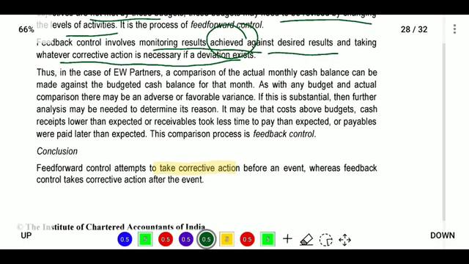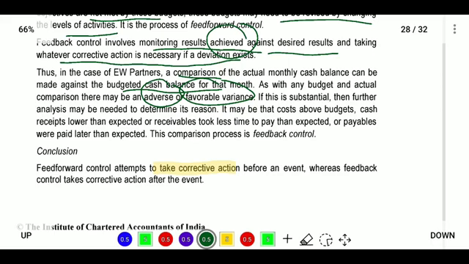Next, in the case of EW Partners, a comparison of the actual monthly balance. What they are doing is comparing the monthly cash balance against the budgeted cash balance for that month. As with any budget and actual comparison, there are adverse or favorable variances, seen against the budget after the actual has happened. We will see the actuals against the budget, not the budget against the actuals.